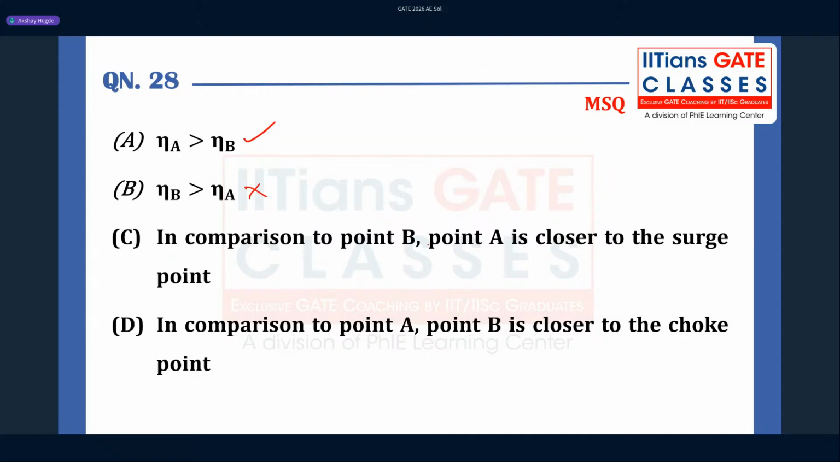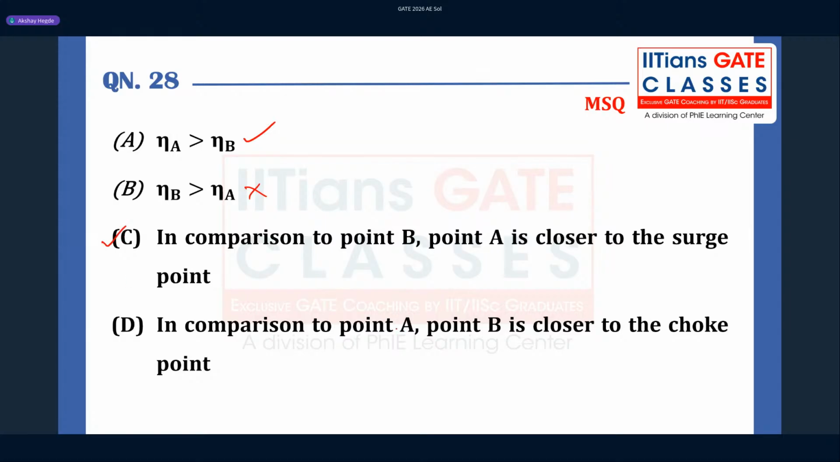In comparison to point B, point A is closer to the surge point. Surging is a phenomenon that occurs at high pressure ratios. Why? Because it is a reversal of flow. Whenever the pressure ratio reaches a limit, after that the flow starts reversing, and that reversal of flow has a cyclic behavior. That point we call surging. So point A is much closer to the high pressure in the map, meaning it is closer to the surge point. So this option is correct.